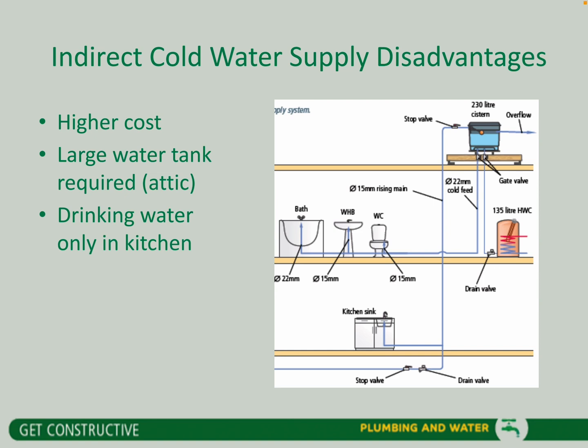Okay, and one of the main disadvantages with this system is you only have drinking water in the kitchen. Everywhere else you cannot drink the water from. So if the mains go, you will still be without drinking water.